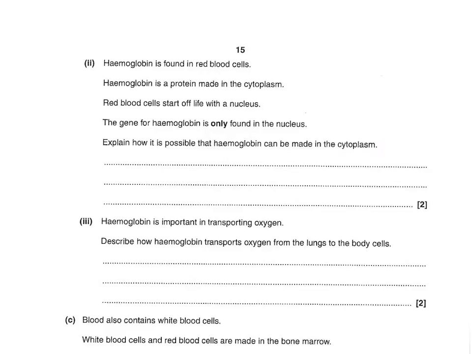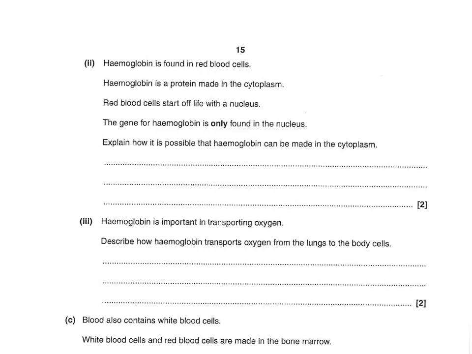And you can have any 2 from these 3 points. You can say that the DNA codes for the mRNA. You can say that the mRNA moves to the cytoplasm. And then you can say the RNA is passed to the ribosomes in the cytoplasm to make hemoglobin or protein. So any 2 of those 3 points, we get those 2 marks.